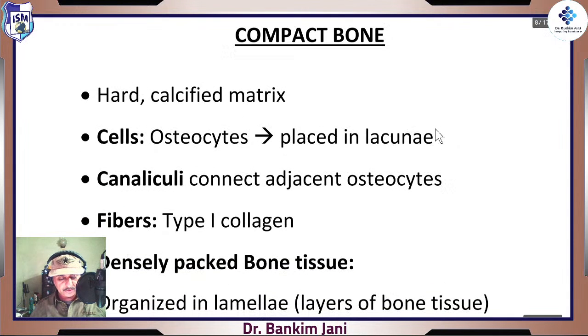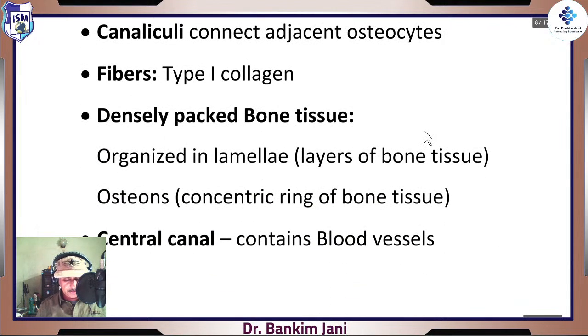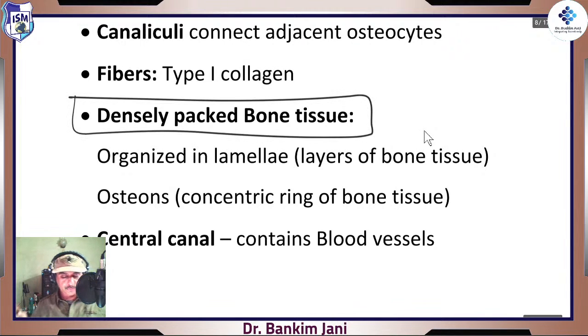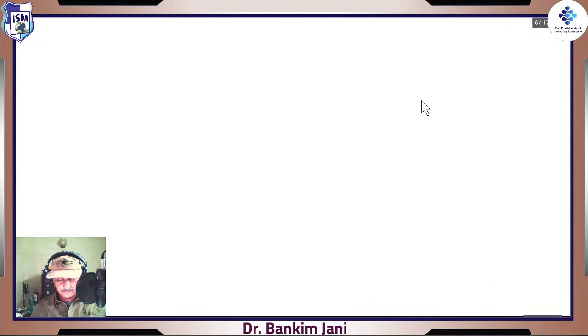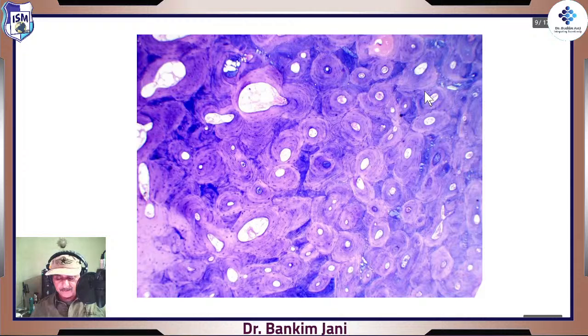Finally, into this compact bone, we say osteocytes are placed in lacunae, and what we see in this case is densely packed bone tissue, right? So they are arranged in lamella and osteons, which will be forming all those concentric rings. Those rings are called the concentric rings, circular. See how it is now.